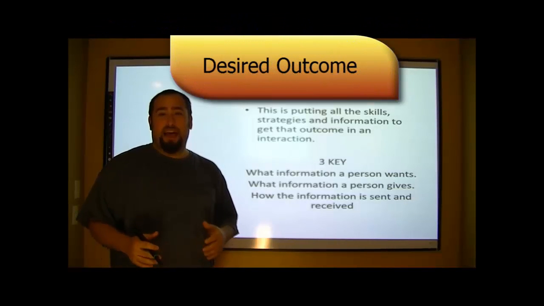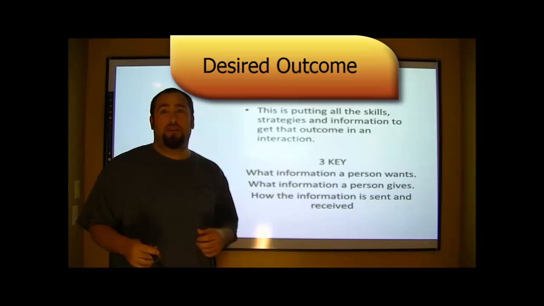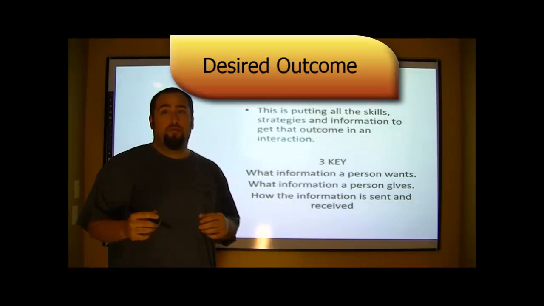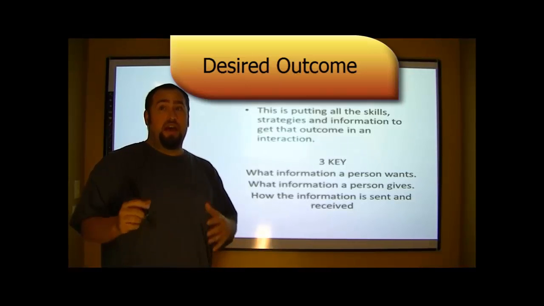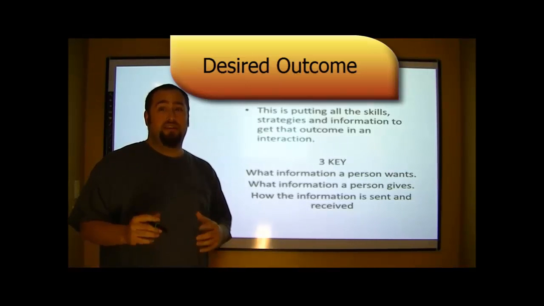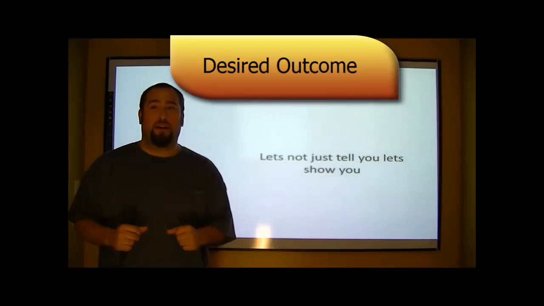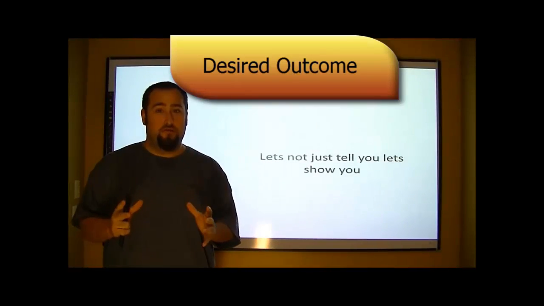Alright, so the last part is the desired outcome. This is putting all the skills, strategies, information together to get the outcome in an interaction. 3 keys to note: what information a person wants, what information a person gives, and how the information is sent and received. But you know, for this one, let's not just tell you about it. Let's show you. Let's put all what we just went over together.